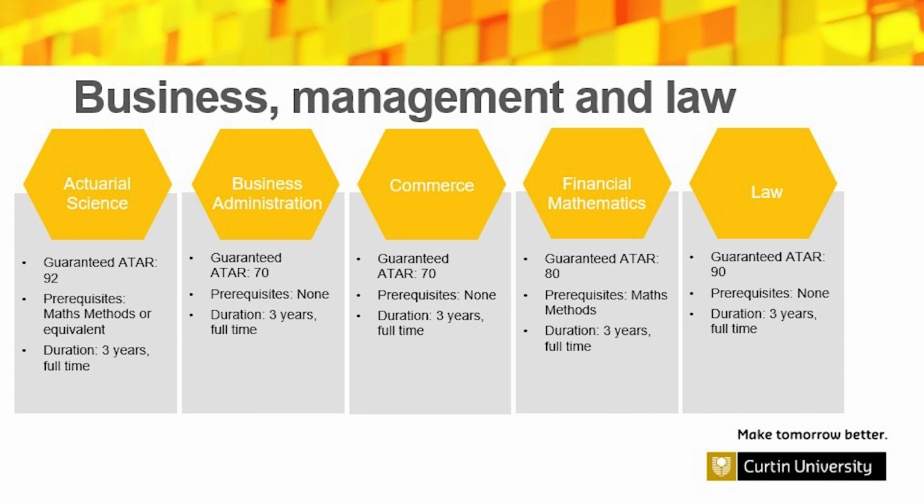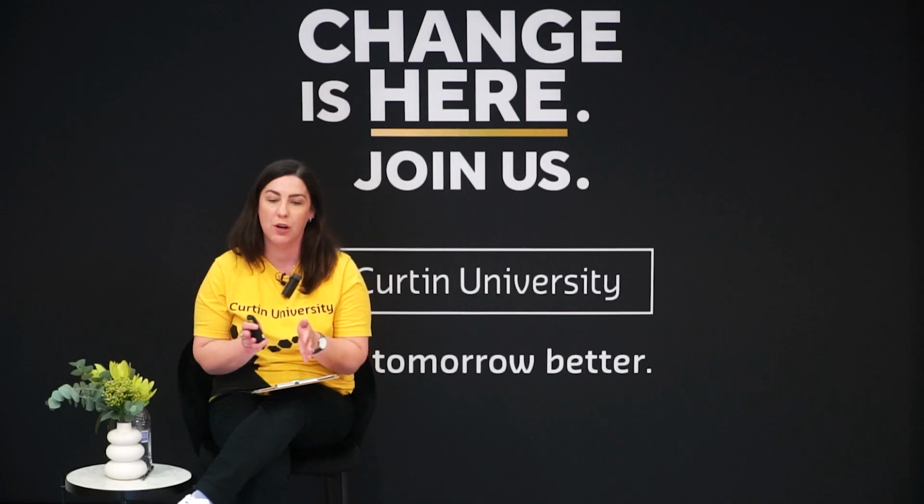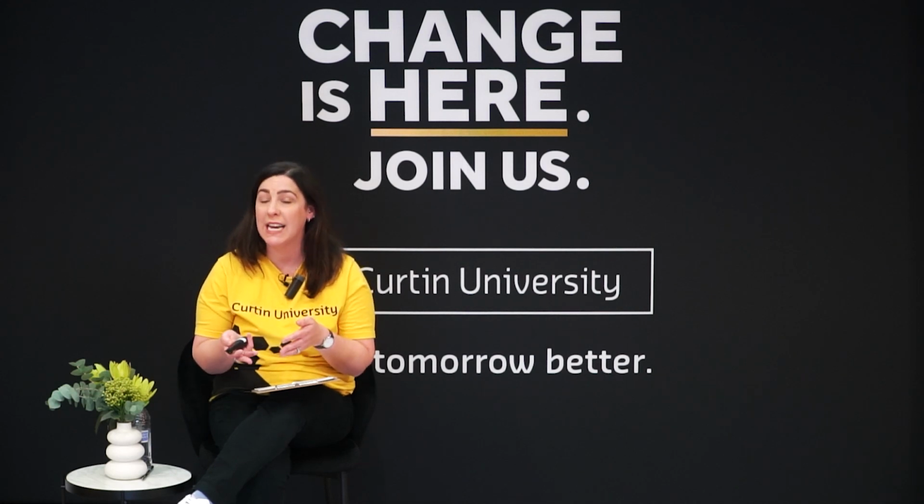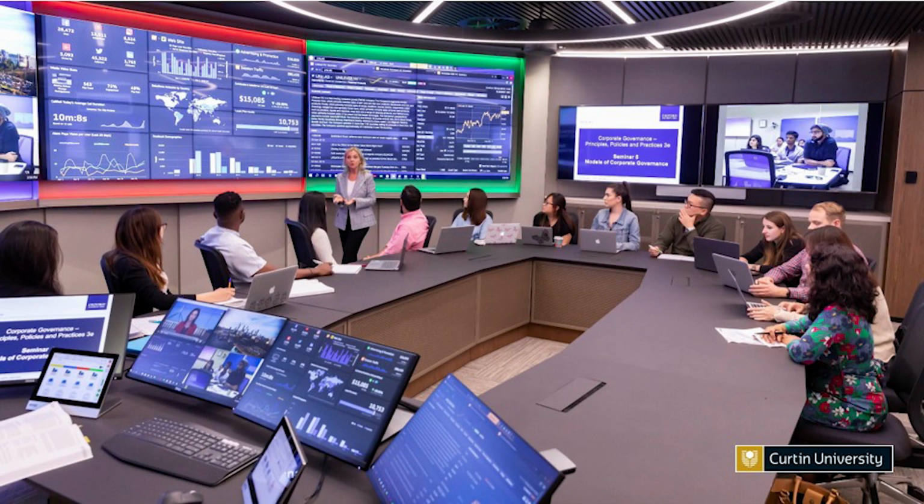So I won't go into everything on the screen, but that's just a few snapshots. You can look in your course guides that you can find relatively easily on the website. You can go onto the courses that you're interested in on the website and have a look at what their eligibility criteria is. So a little snapshot of a Management HQ, which we have on the Perth campus in Bentley.